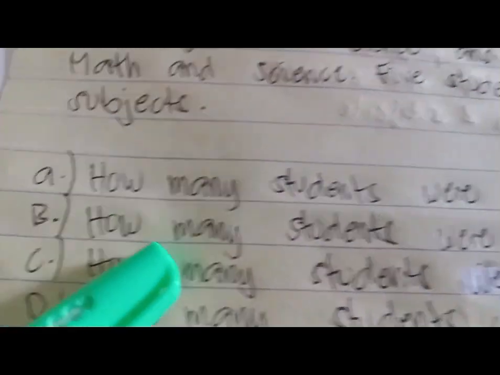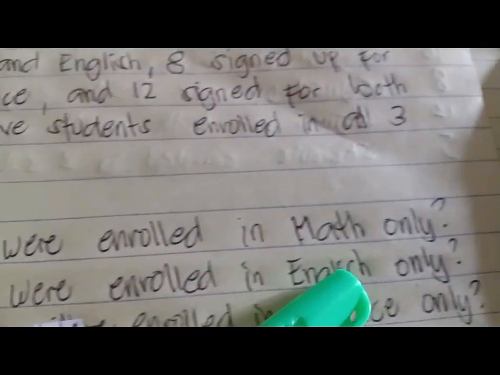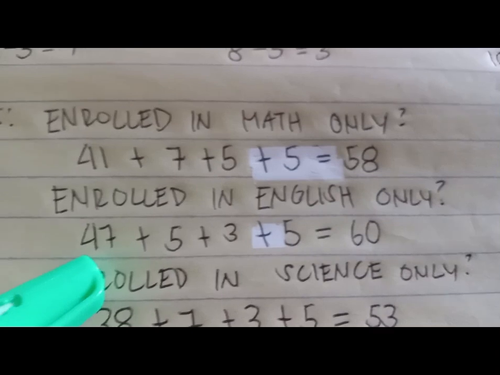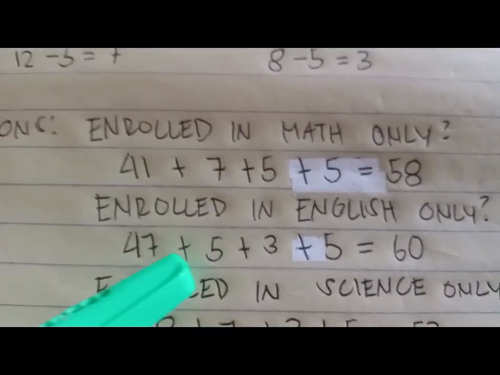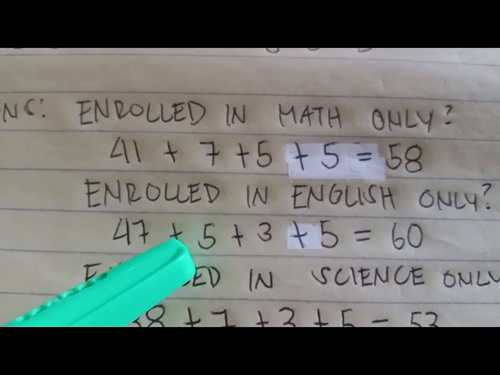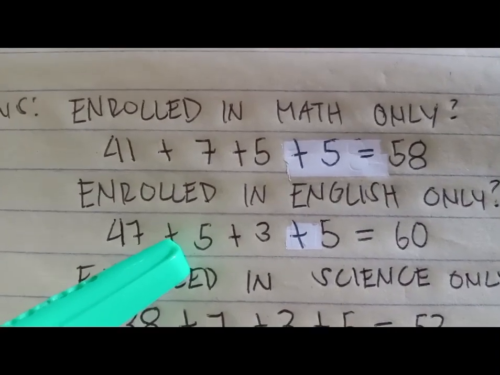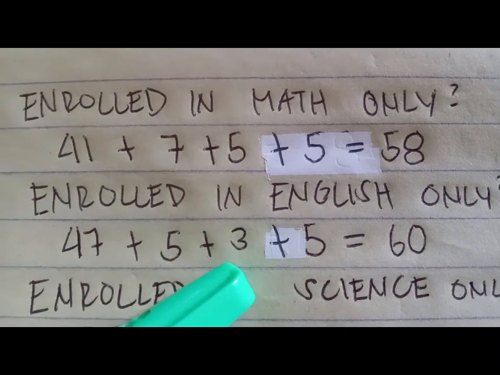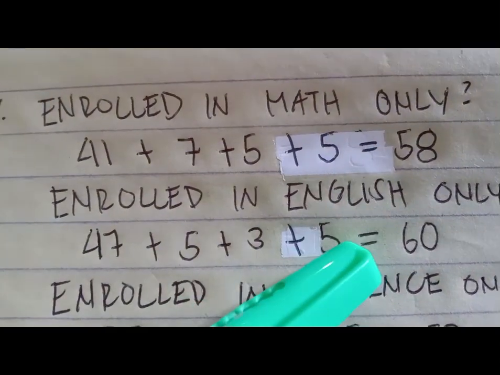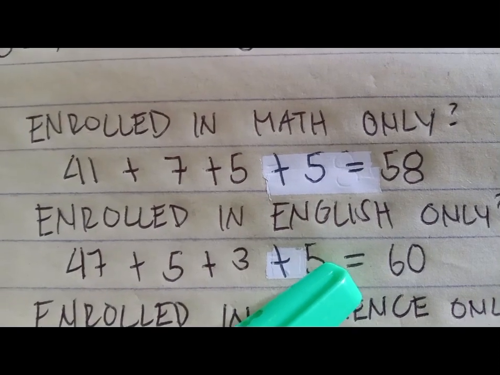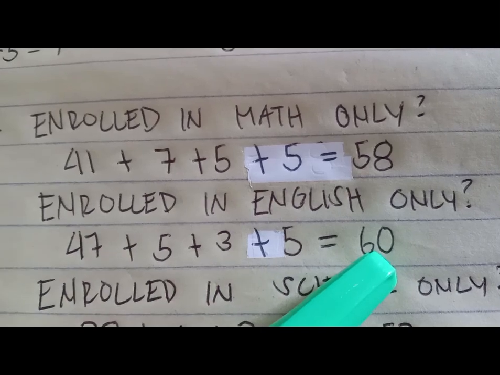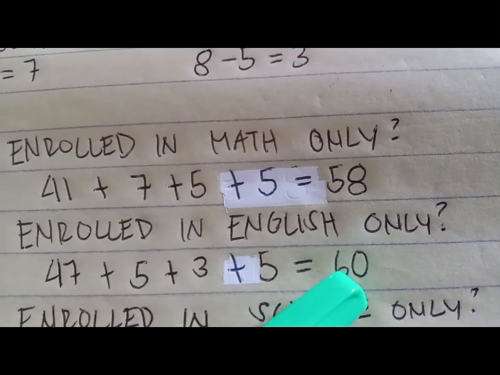Question B, how many students were enrolled in English only? So here is the solution. So we have enrolled in English, we have 47, additional by 5 for those students signed up math and English, additional 3 for those students signed up English and science, additional 5 for those students enrolled in all 3 subjects is equal to 60. So that's why all enrolled in English is 60.